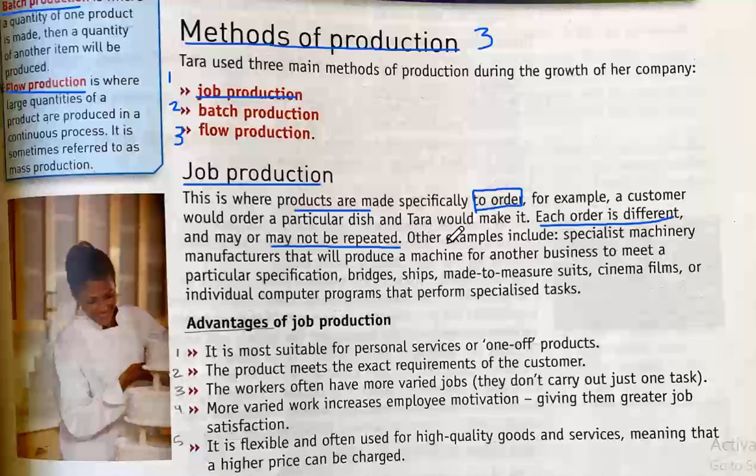Other examples include specialist machinery. Manufacturers will produce a machine for another business to meet a particular specification. Customized bridges, which have a specific design, ships, made-to-measure suits, and so on.